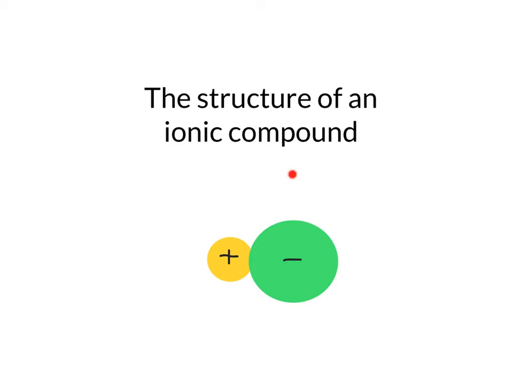However, the actual structure of an ionic compound is not quite so simple. It is actually made up of a large number of positive ions and a large number of negative ions, all put together into what is called a lattice. That's what we're going to discover in this video.